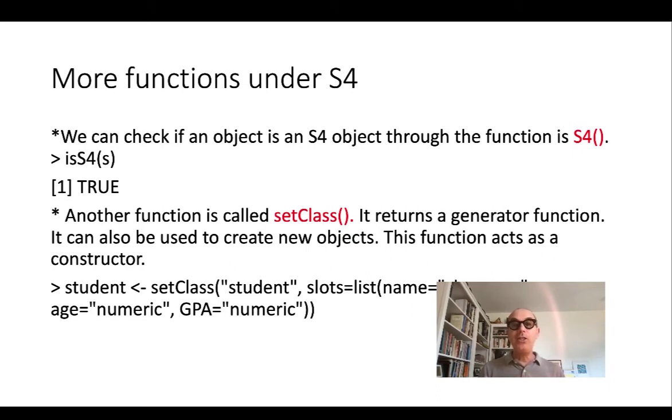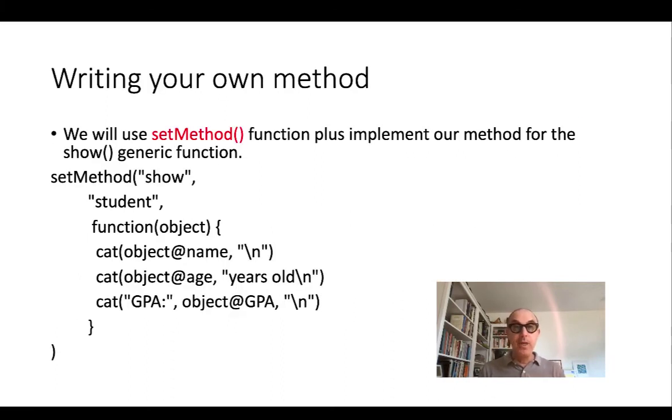Another function is set class. It returns a generator function, so it can be used to create a new object. This function also acts as a constructor. So a student set class, student, slot, name, and character, and in this case, I generate a class.